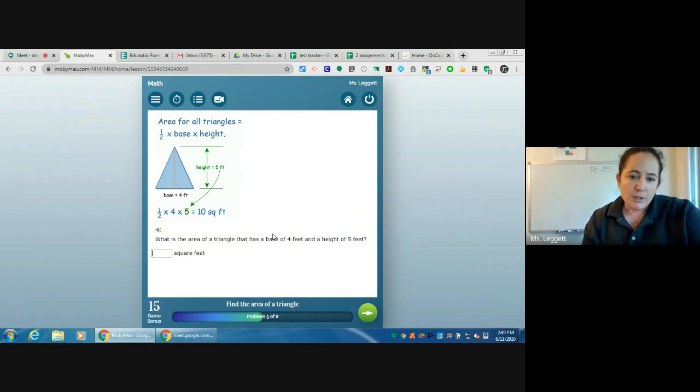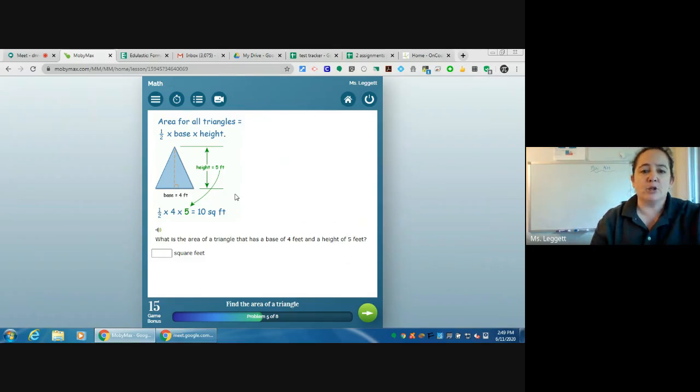Okay. It says, what's the area of a triangle that has a base of 4 and a height of 5? So remember, the same rule is going to apply here as it does with a parallelogram. The base of a triangle and its height are going to be perpendicular. They are going to make a right angle. So look for that box that says there's a 90-degree angle between them. Look for the upside down T or the L, whatever you envision.